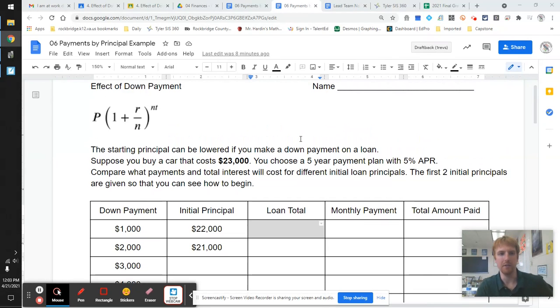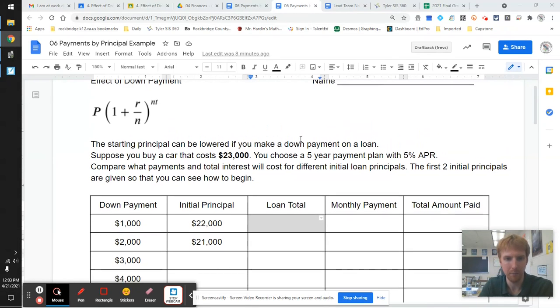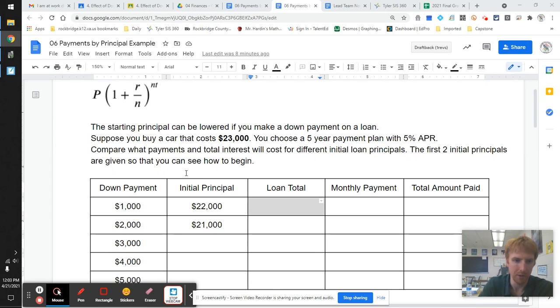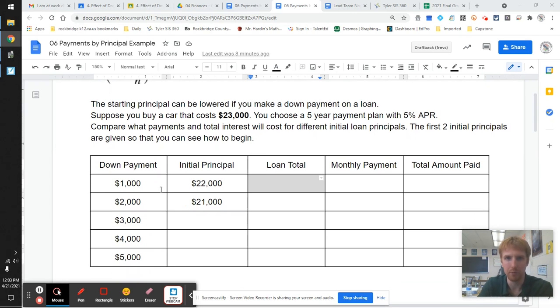Right, here's an explanation of how to deal with the down payment. You're going to be using the same formula we've been using. The only difference is the more money you put up front, the less you have to pay overall. That's going to make the loan part a little bit cheaper, and it's also going to make your monthly payment cheaper. But I do want to go through and just talk about the parts of this chart here, make sure it makes sense.